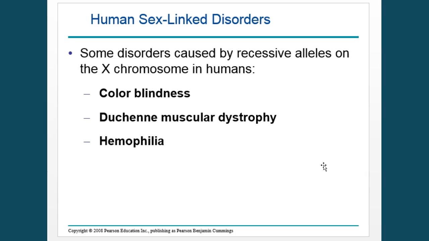Some disorders caused by recessive alleles on the X chromosome in humans include color blindness, and, forgive me if I pronounce this wrong, Duchenne muscular dystrophy, which affects 1 out of every 3,500 males born in the United States. It's characterized by progressive weakening of the muscles and loss of coordination. Affected individuals rarely live past their early 20s. Researchers have traced the disorder to the absence of a key muscle protein called dystrophin, and have mapped the gene for this protein to a specific locus on the X chromosome.